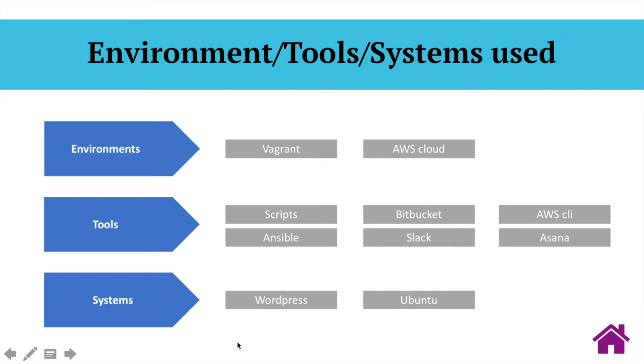So the environments, tools, and systems we used. This is just a brief summary here. For environments, we used Vagrant and AWS Cloud. The tools we used were scripts, Ansible, Bitbucket, Slack, AWS CLI, Asana, and the systems we used were WordPress and Ubuntu.